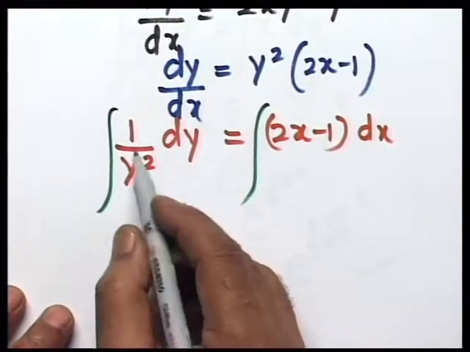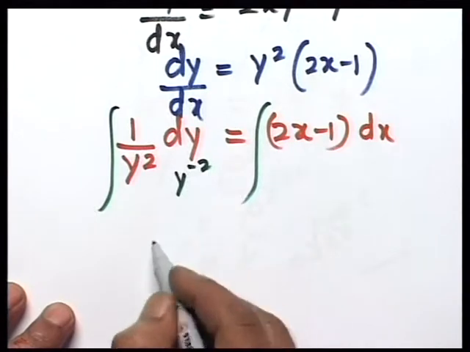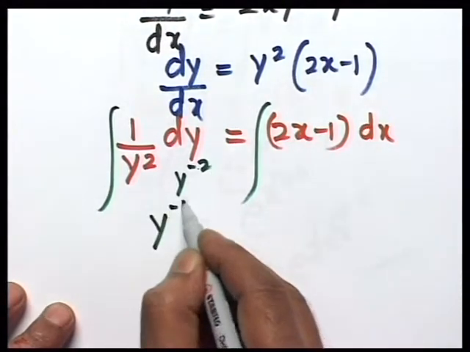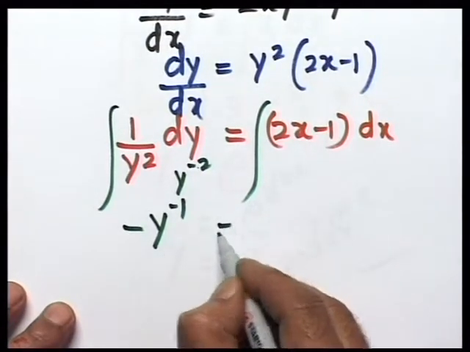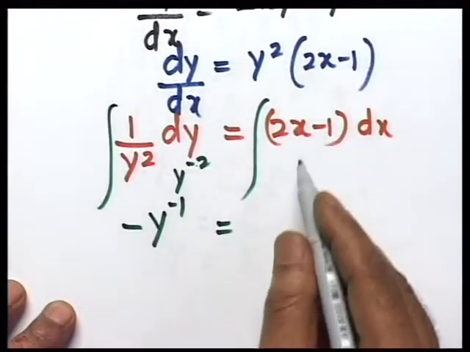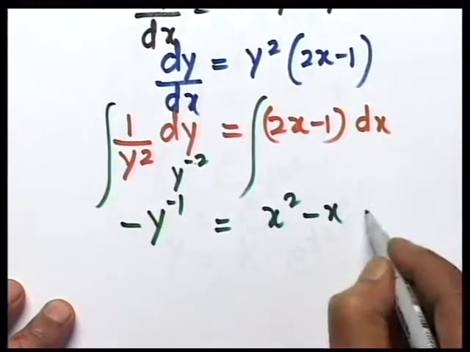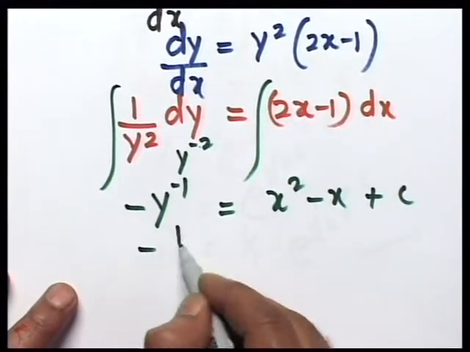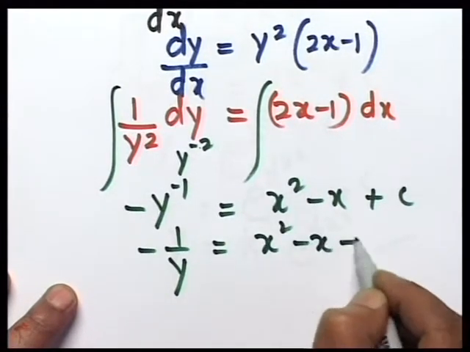So what we have, 1 over y squared, that becomes y to the minus 2 on top. So we know that's y to the minus 2 plus 1, so it's y to the minus 1. Divide by minus 1, so that's minus. Equals, that's going to be 2x squared divided by 2, so x squared minus x plus c, please. This becomes actually minus 1 over y. We know if you need to make y the subject, you need to do that.